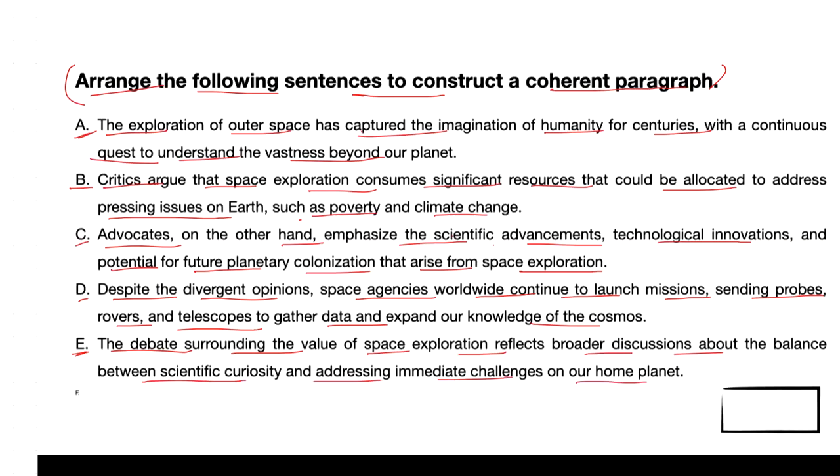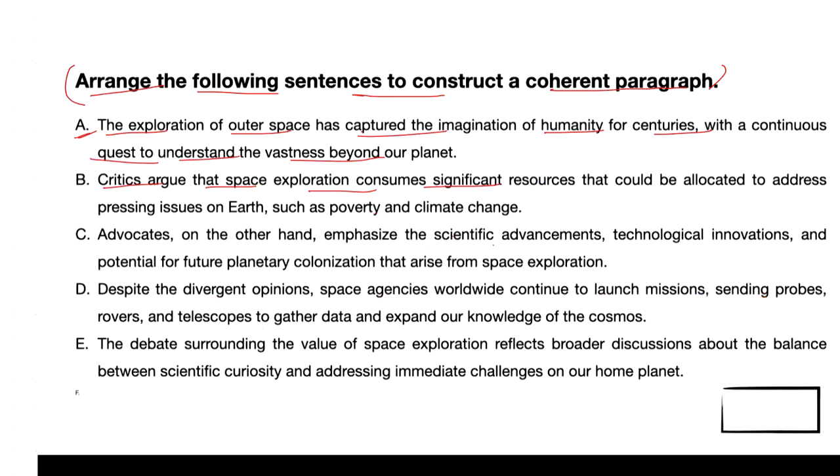Now, all these sentences have been pointed here. We need to find out which option will be the introductory sentence and which will be the concluding sentence. All such things we need to observe. So we understood that the task is to arrange the given sentences to construct a coherent paragraph, and the options are the sequence of five numbers or five alphabetical letters representing the sentences.